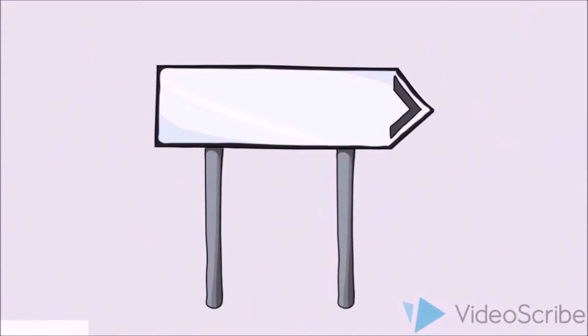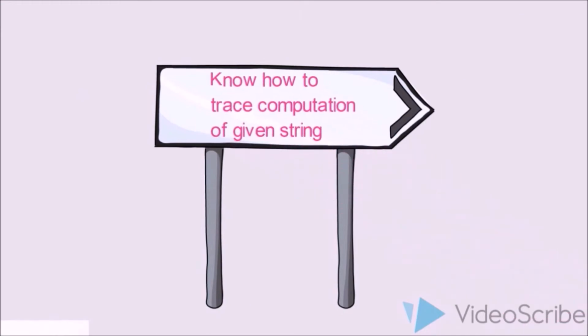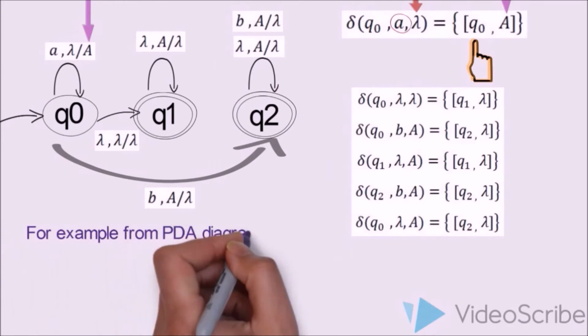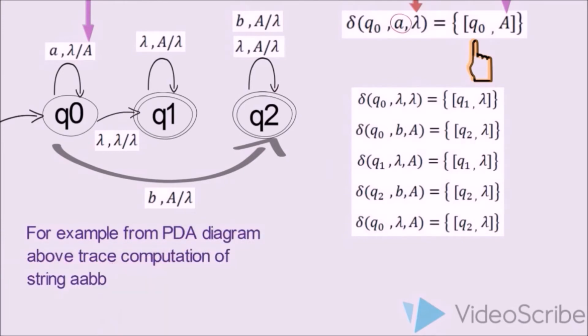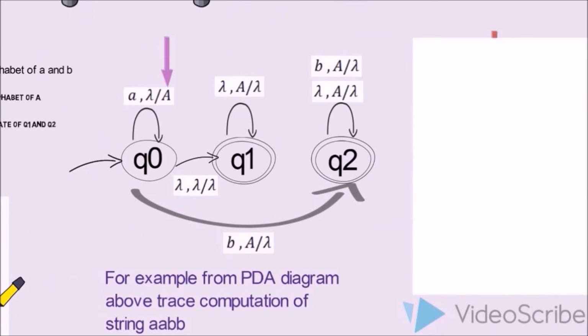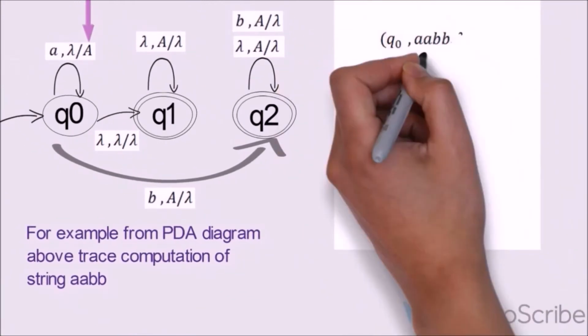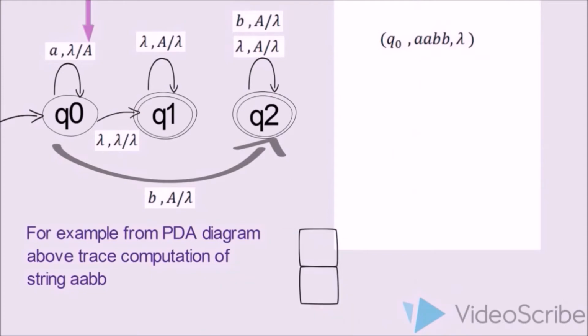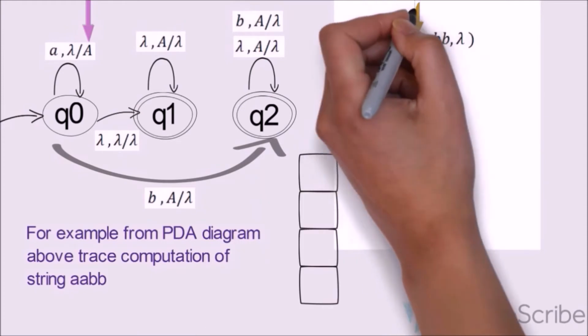Let us use the same example. Let's say we are given a string AABB and then we have to trace whether it is accepted or rejected. This is our input string. To make it clear, let's create our stack. We start with the first state, which is Q0.